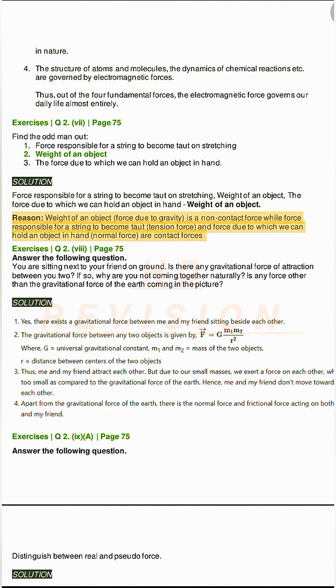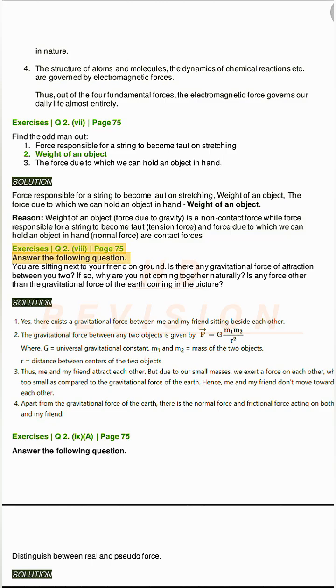Reason. Weight of an object, force due to gravity, is a non-contact force, while force responsible for a string to become taut, tension force, and force due to which we can hold an object in hand, normal force, are contact forces.